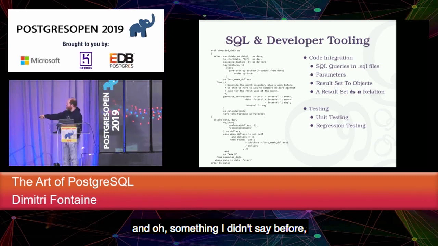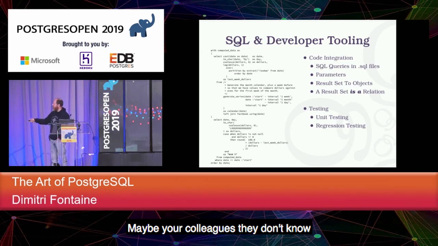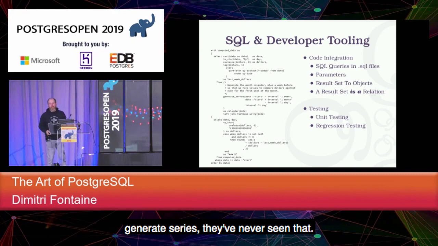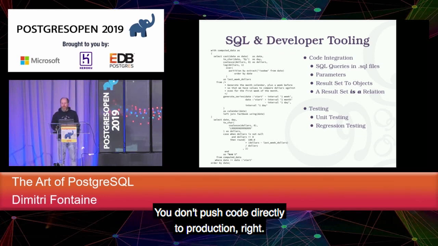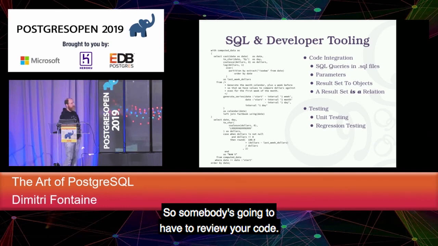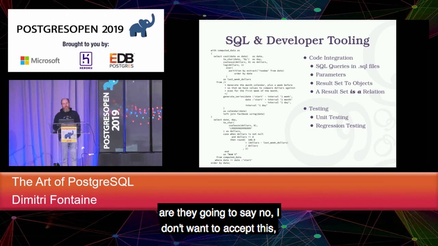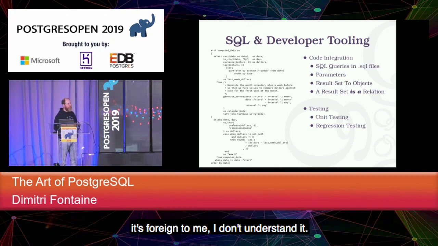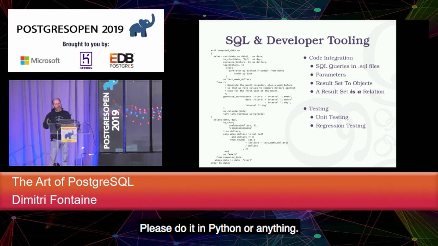And something I didn't say before: what is that? A comment, because SQL is code. So of course you have comments. Maybe your colleagues don't know generate_series. They've never seen that. And of course you have a review process. You don't push code directly to production, right? So someone is going to have to review your code, and they've never seen a generate_series before. And they're going to say, no, I don't want to accept this. It's foreign to me. I don't understand it. It's going to be impossible to maintain in the future. Please do it in Python or anything.